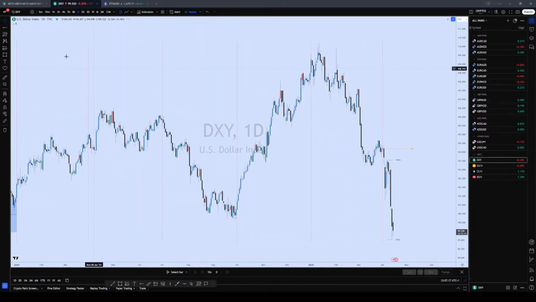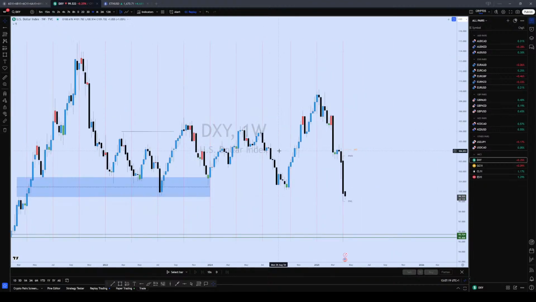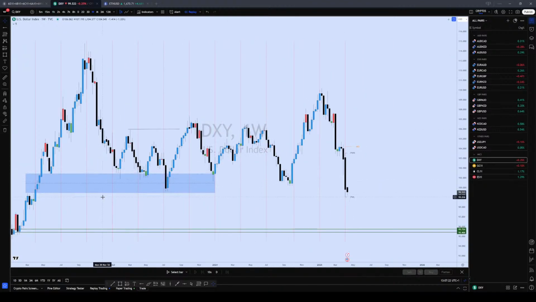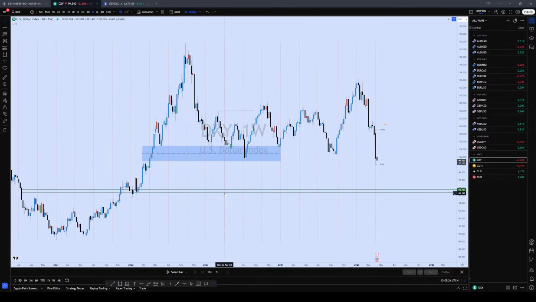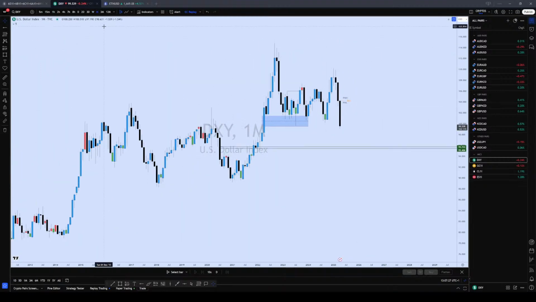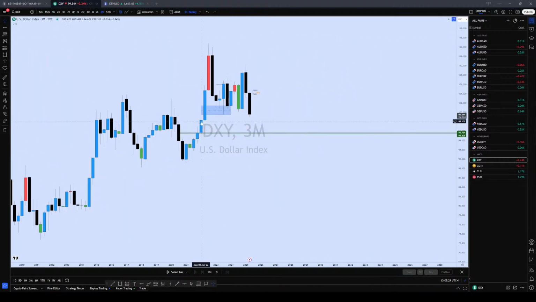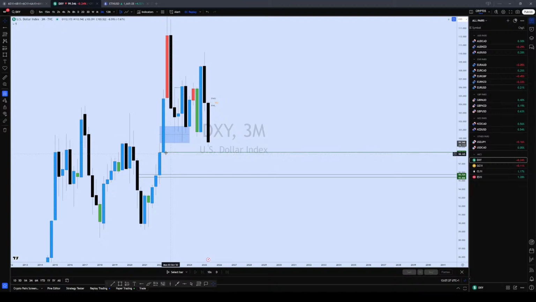Now let's start with the dollar index. Dollar index, we are still looking for a continuation to the downside. I think I mentioned where I'm expecting it to go. We are looking for a move to this fair value gap, which comes in at 98.30. So 98.30, that's where we're expecting them to trade to. That will be the main target for now.